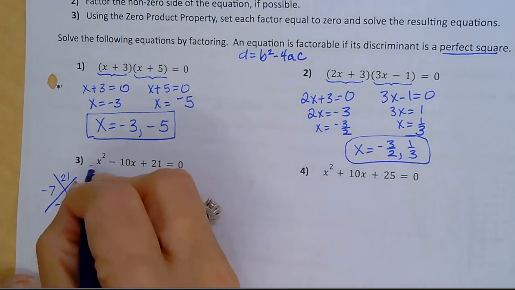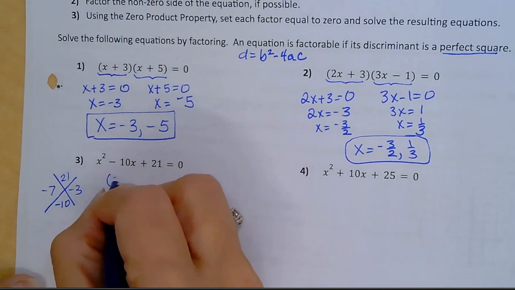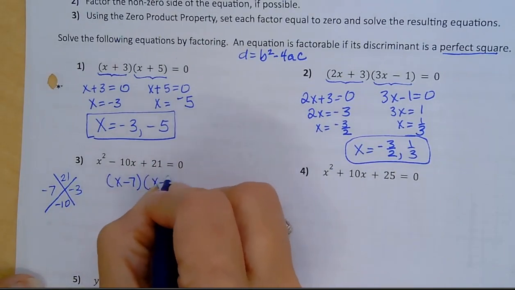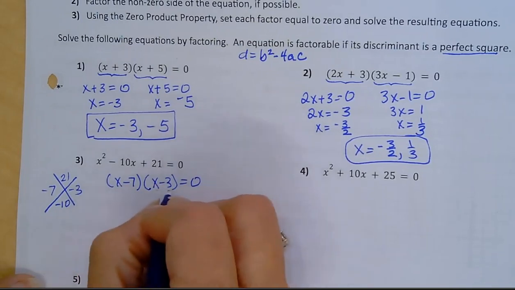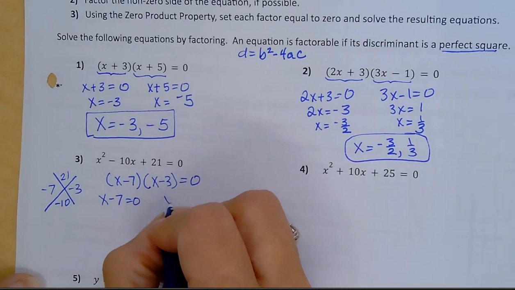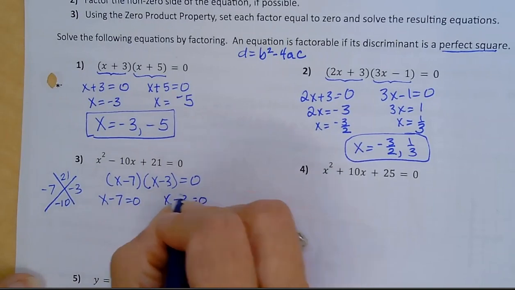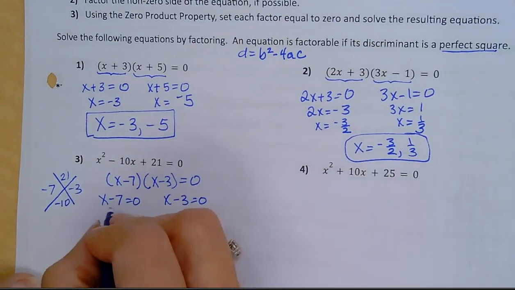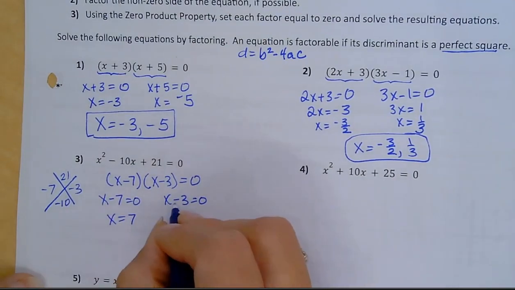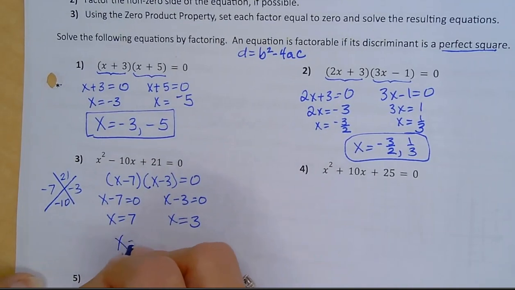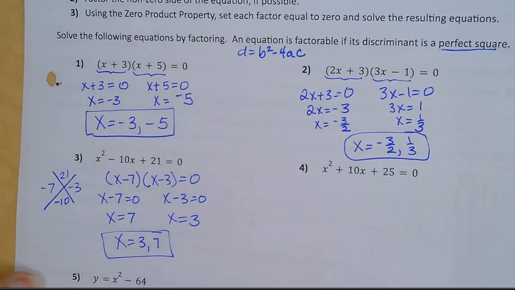So since my leading coefficient started out as 1, I can just plug these guys in. I have x minus 7 times x minus 3 equals 0. That means x minus 7 equals 0 would be one solution, and x minus 3 equals 0 would be another solution. One of those two at least has to be 0. So x equals 7 and x equals 3. Those are options. And so I can say x equals 3, 7 as my answer.